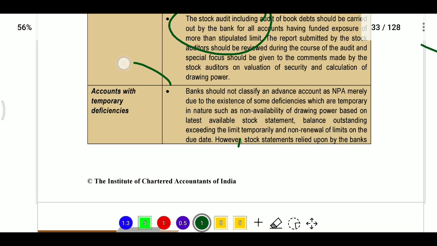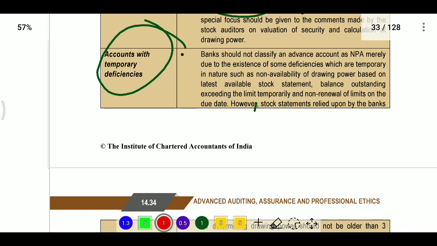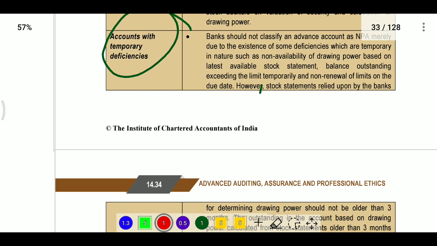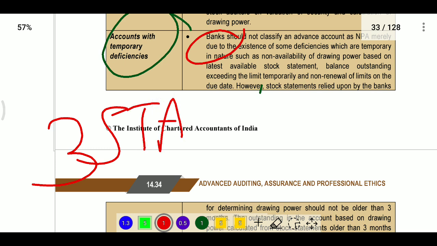Next, accounts with some temporary deficiencies. What do we need to check in accounts with temporary deficiencies? Here the bank should not classify an advance as NPA merely due to some temporary deficiencies, such as non-availability of the stock statement based on the latest available statement. Normally banks must maintain a 3 months stock statement. If it is quarterly, then 3 quarterly stock statements, based on the latest stock report.